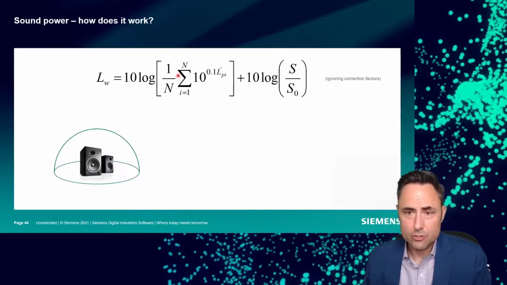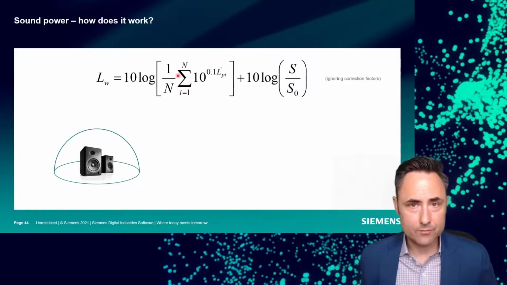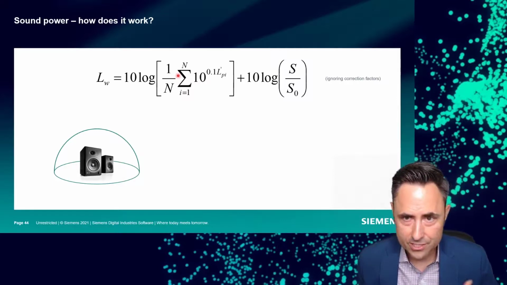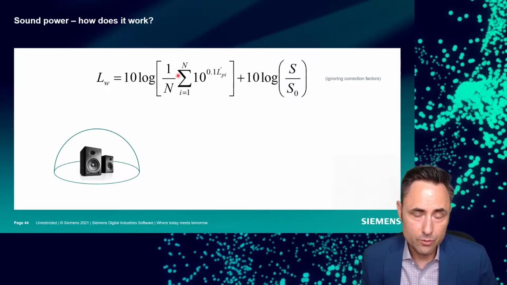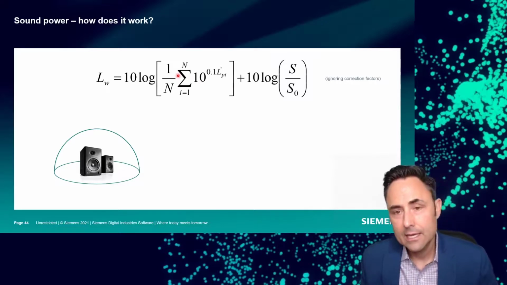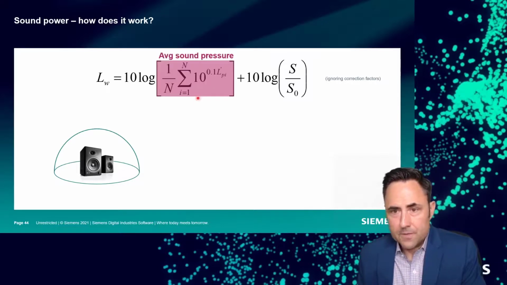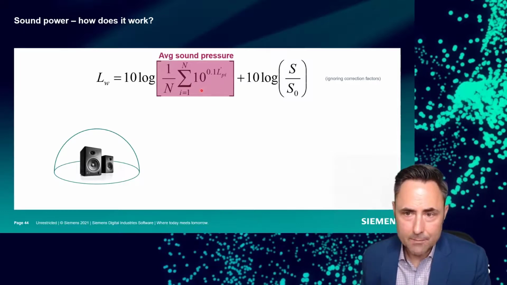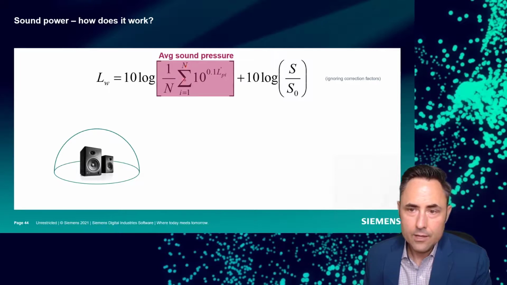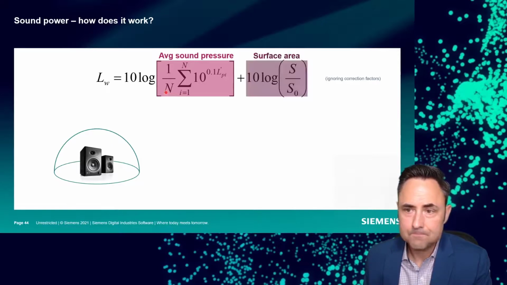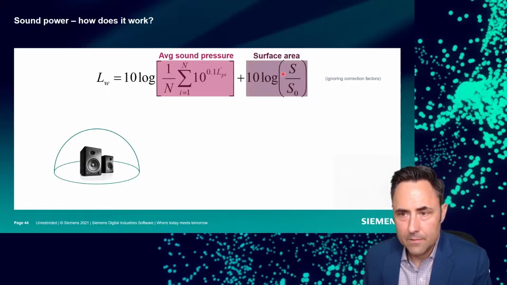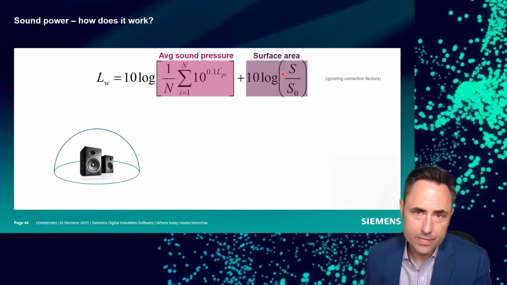So let's take a little bit closer look at this equation. I've simplified it and I've removed those correction factors. So just assume we're in a perfect environment with no reflection, no background noise. Let's look at these terms here. This first one is an average sound pressure, right? We're going to sum up all of our microphones from 1 to n, add them all up, and then divide by the number of microphones. So just an average sound pressure. And then this is the sound measurement surface area over which we're measuring, okay?